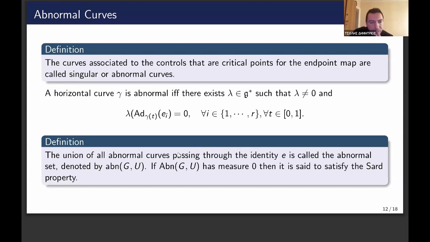No, actually, it has measure 0. To put it another way, this is said to satisfy the Sard property if it has measure 0. So let's say it in another way. We say that this set, of all the curves that pass through the identity, is said to satisfy the Sard property if it has measure 0. So that's the correct way to say it.